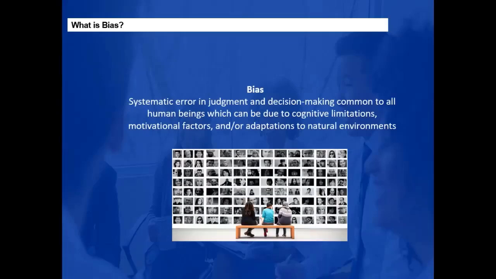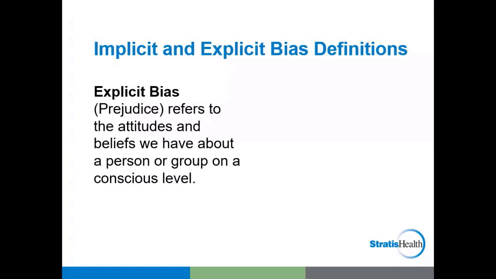So what is bias? Systematic error in judgment and decision making, which is common to all human beings, which can be due to cognitive limitations, motivational factors, and/or adaptations to natural environments. Biases are large level and impact how we see society. They help us understand and categorize the world we live in. However, when we rely on biases or don't examine them, they can impact our thinking when we need to have more of that critical decision making. And we saw some of that in our quiz results.